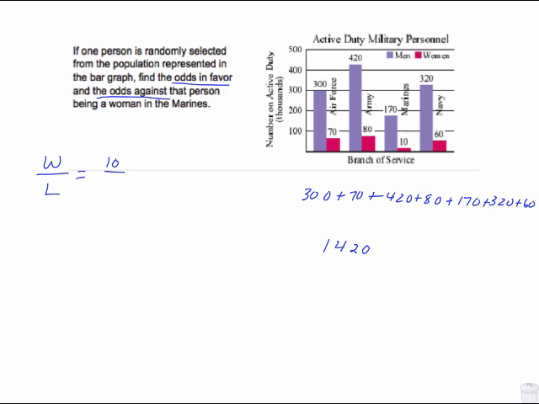1,420 people. So if we were drawing out of a hat and I only won if I pulled a woman's name in the Marines, there's 10 ways to win versus 1,420 ways to lose. This reduces to 1 to 142. Now that's the odds in favor. The odds against, all I have to do is get the reciprocal of that, flip it upside down, is 142 to 1.